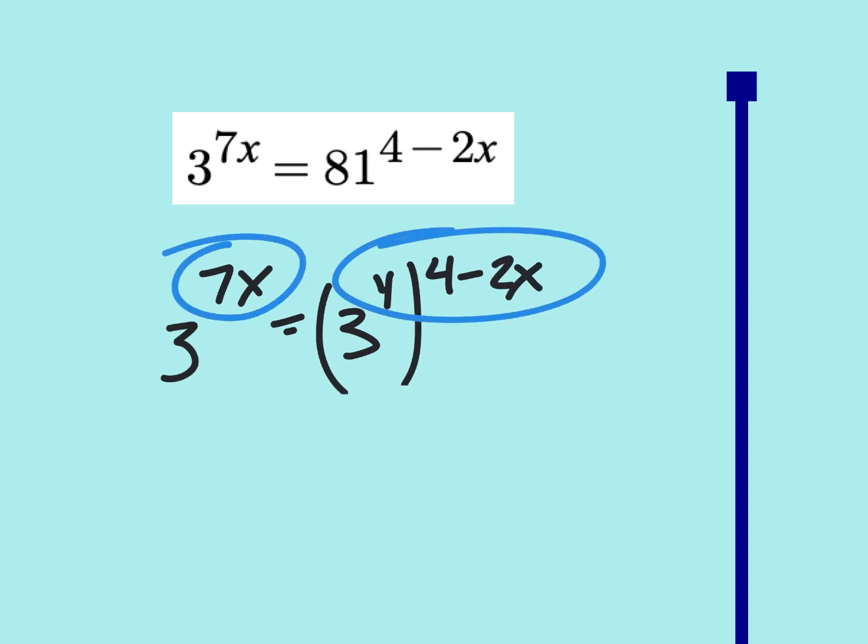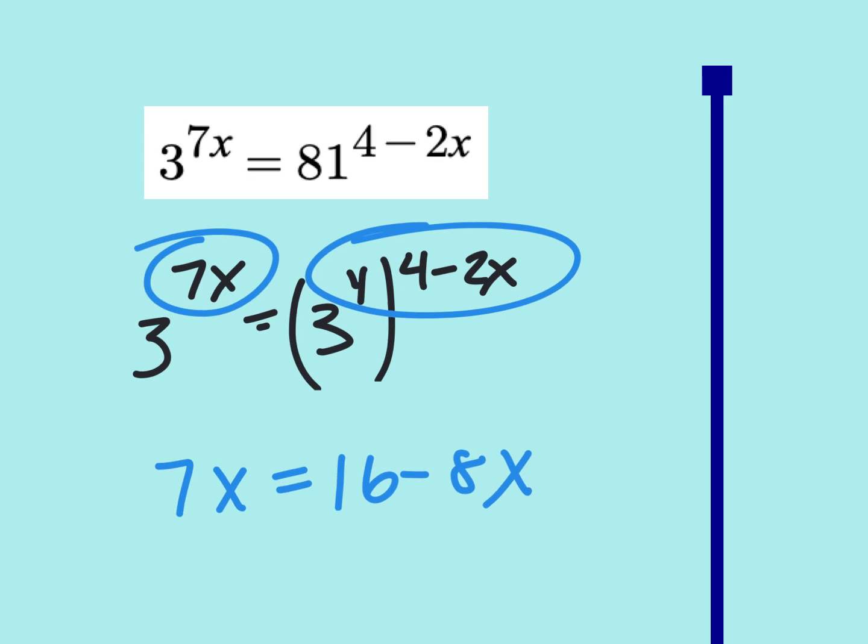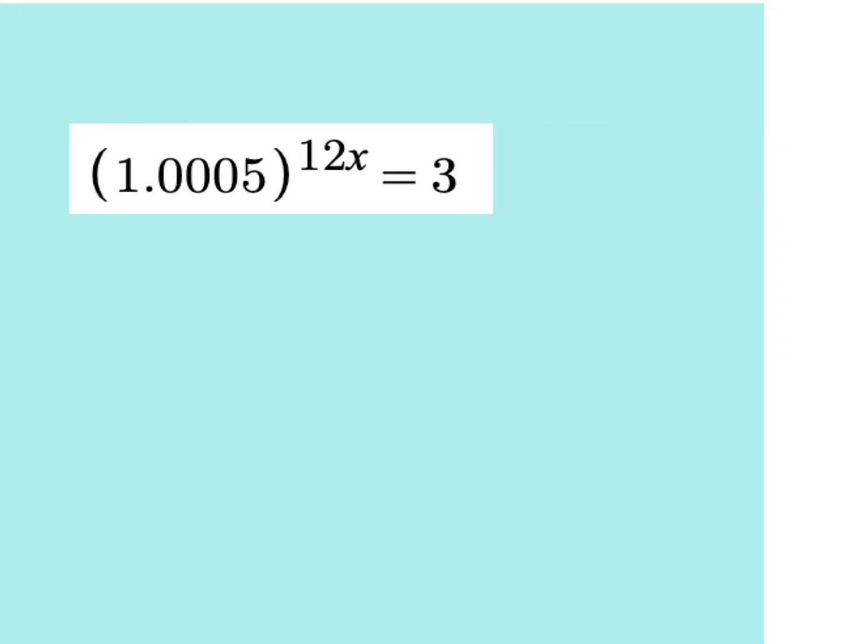That equals that. Good. 7x equals, can you multiply it out for me? Naomi? 16. Yep. And if you guys can't solve it from there, you shouldn't be in honors pre-calc, just being honest. You got to be able to solve algebra equations. So that should be easy, right? All right. Let's move over to this one. Do you think you could make the bases the same on these? Probably not. So therefore, what do you think we do?